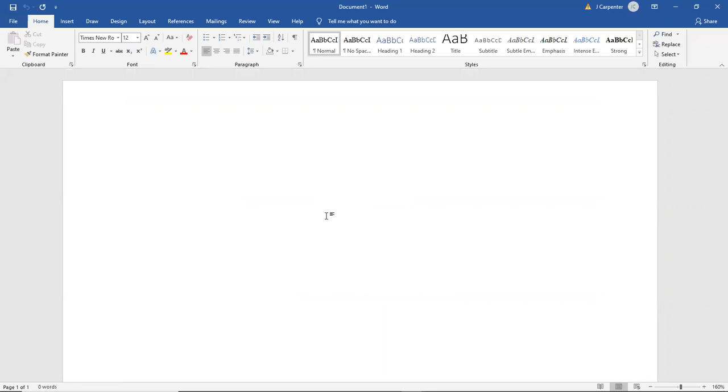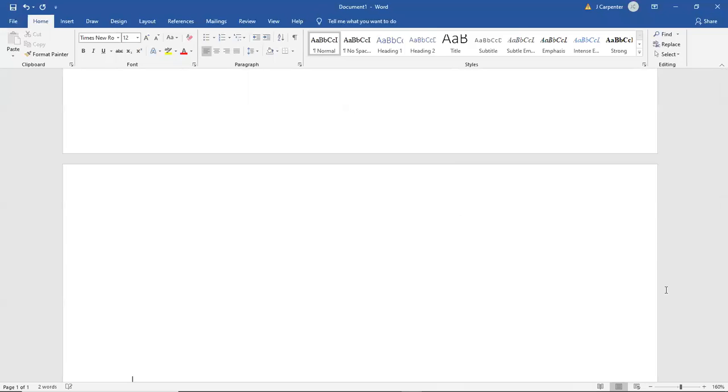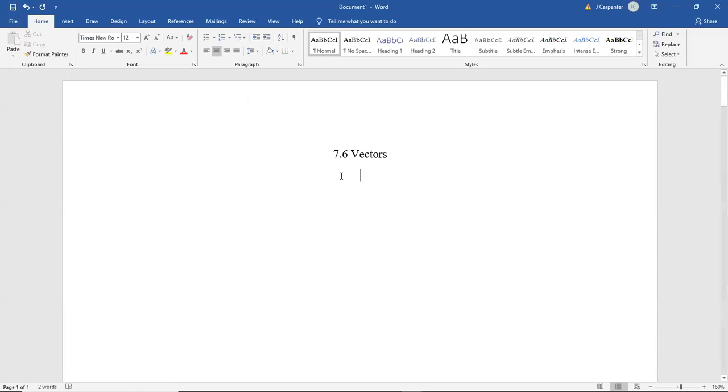All right. 7.6. Vectors. That is where we are today. Let's give ourselves lots of space. I feel like this section has changed section numbers more than any other in this entire course, but not that that matters to y'all.